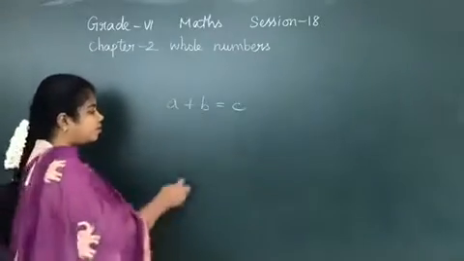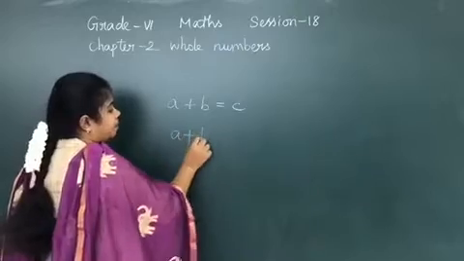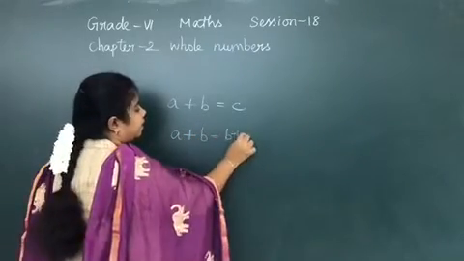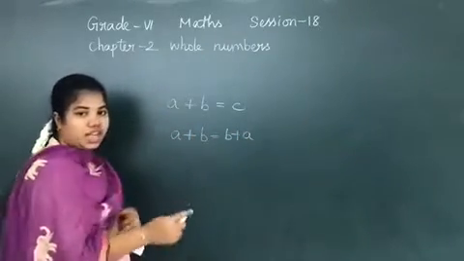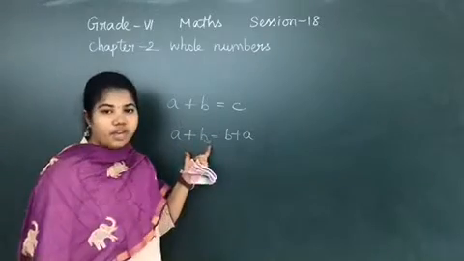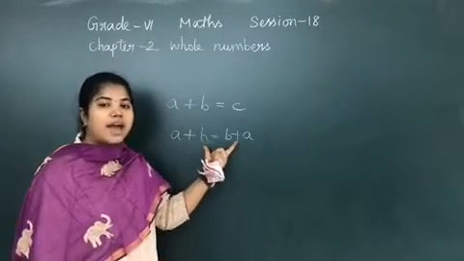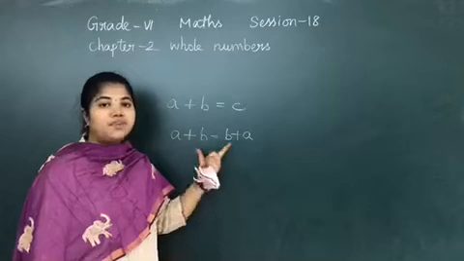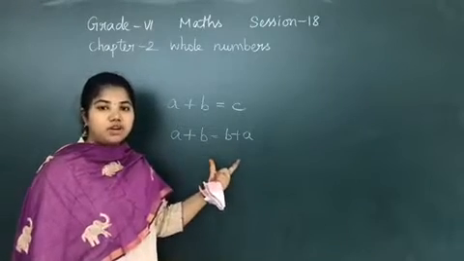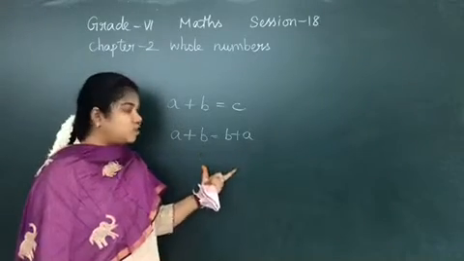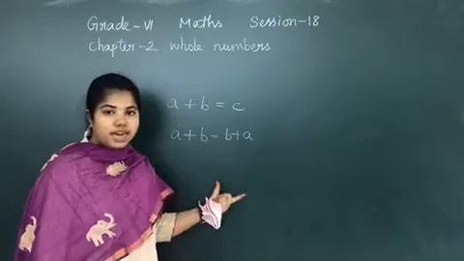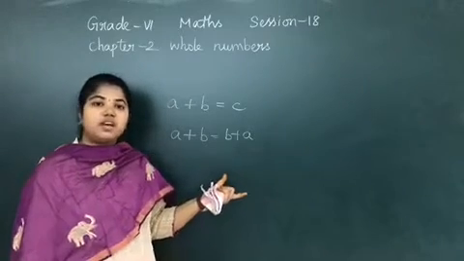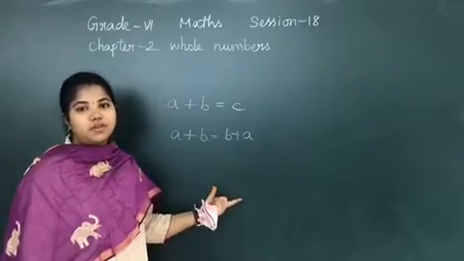And what is commutative property? A plus B is equal to B plus A. If you interchange the position of the variables, the answer must be the same. If it is the same, that is LHS is equal to RHS. You should get LHS and RHS the same. If you are getting that, then the commutative property is satisfied for whole numbers.